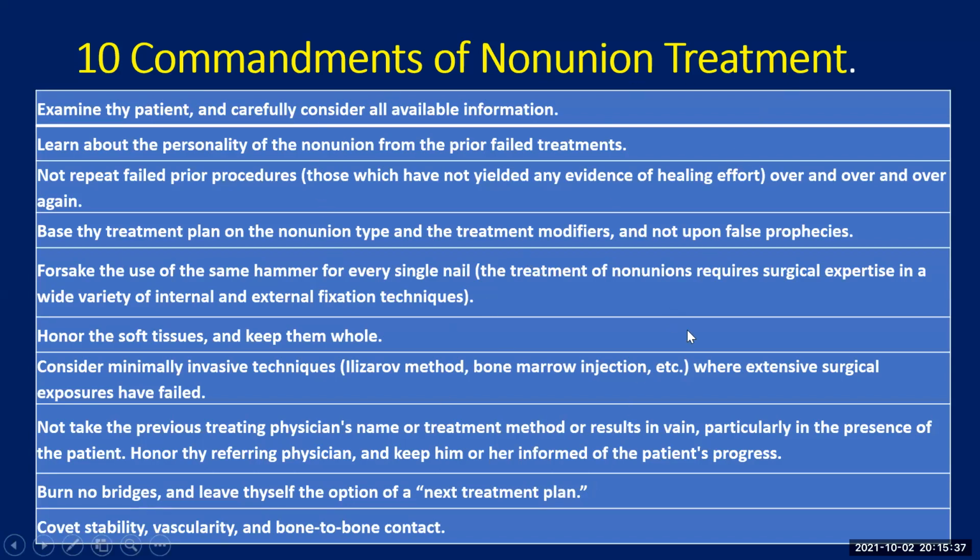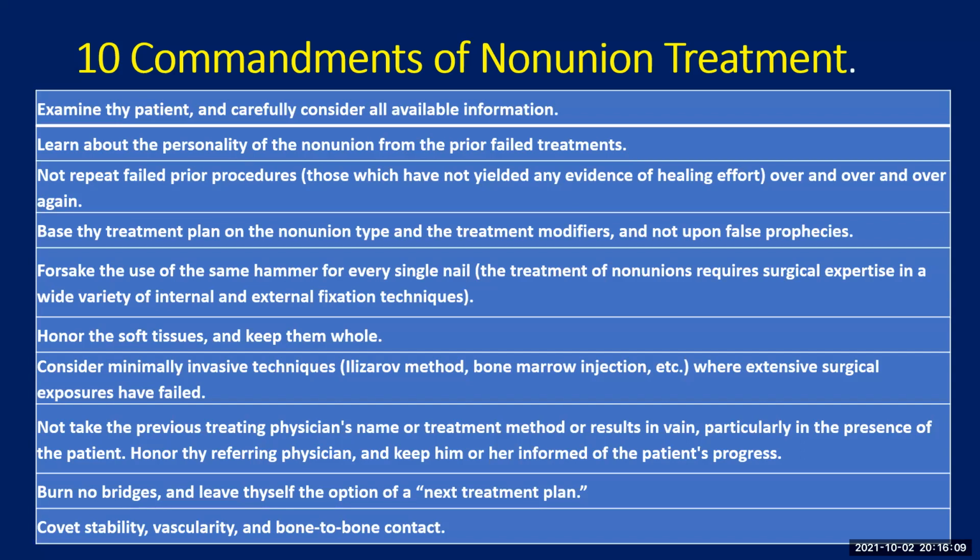Ten commandments of non-union treatment. Examine the patient carefully, consider all available information, learn about the personality of the non-union, do not repeat failed prior procedures, base thy treatment plan on non-union type and treatment modifiers and not on false prophecies. Forsake the use of the same hammer for every single nail. That is, the treatment of non-union requires surgical expertise in a wide variety of internal and external fixation techniques. Honor the soft tissue and keep them whole.